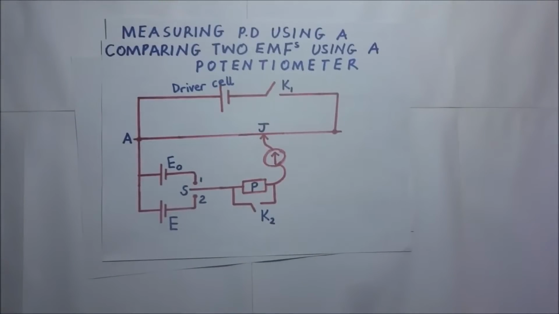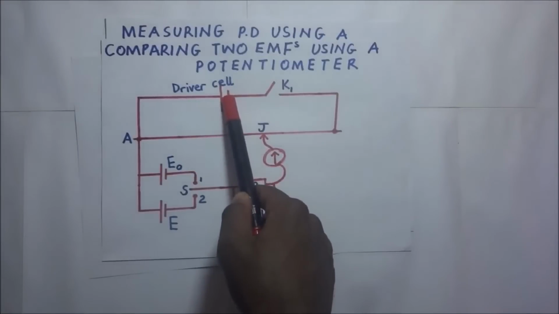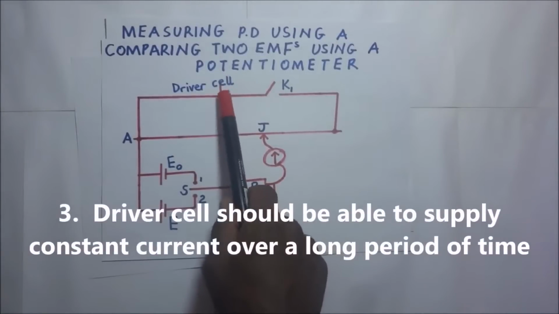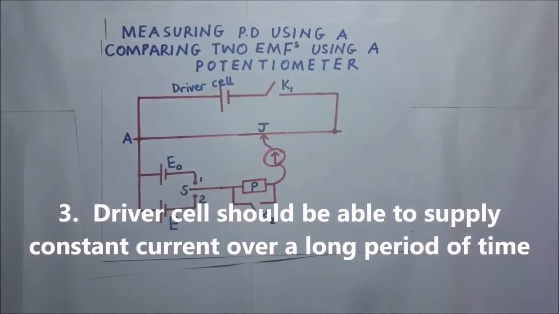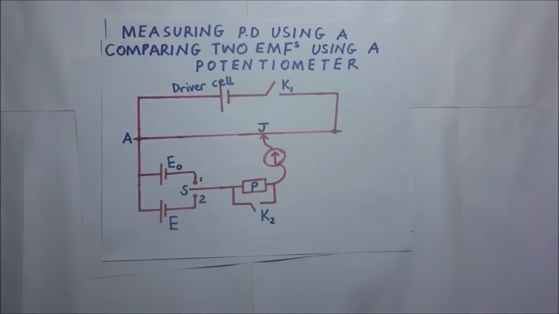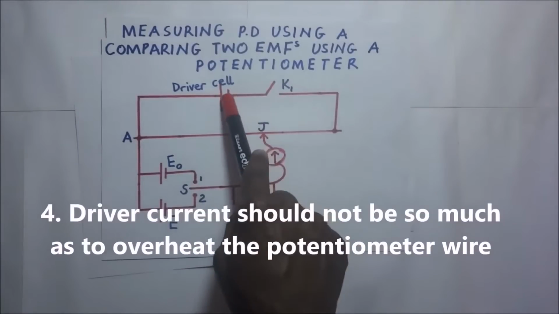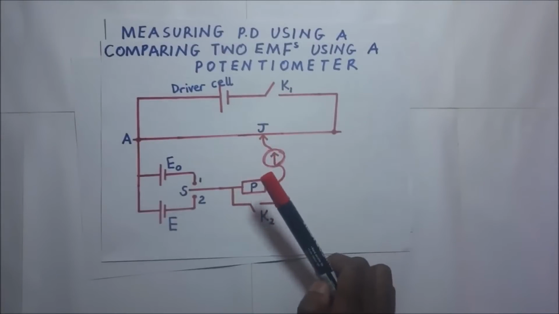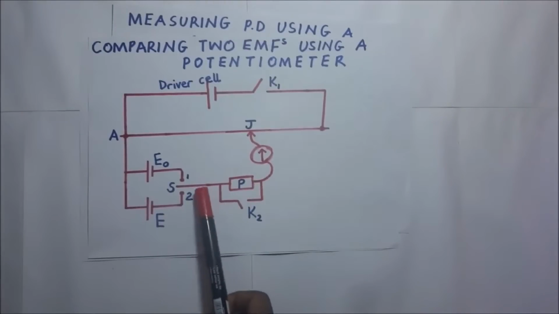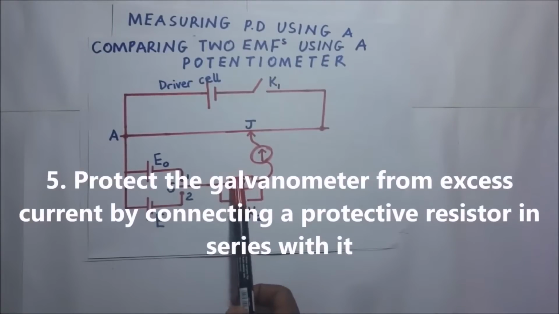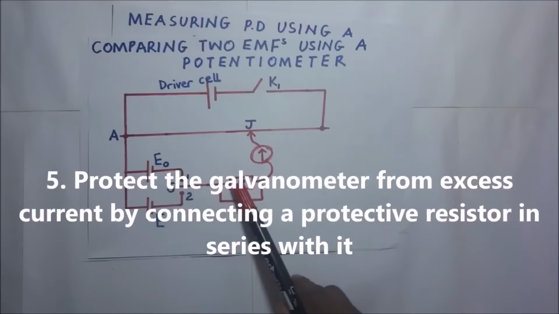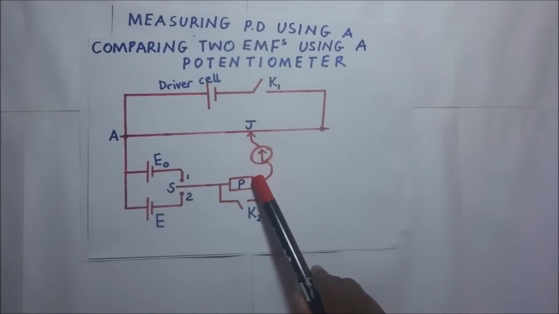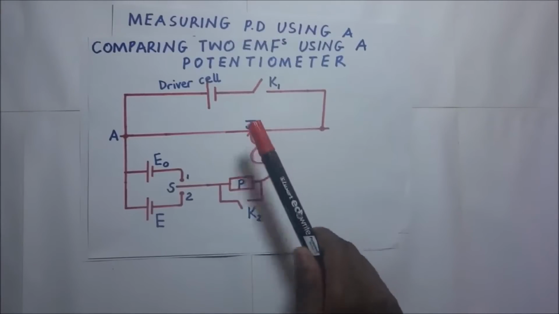Now, also the driver cell current should be the kind of current that should be able to maintain a constant amount of current for a long period of time, so that you're able to have a stability of results. Now again, the driver cell should not be so big so as not to overheat the potentiometer wire. It is always advisable also to protect the galvanometer from excess current by putting a protective resistor in series with it.